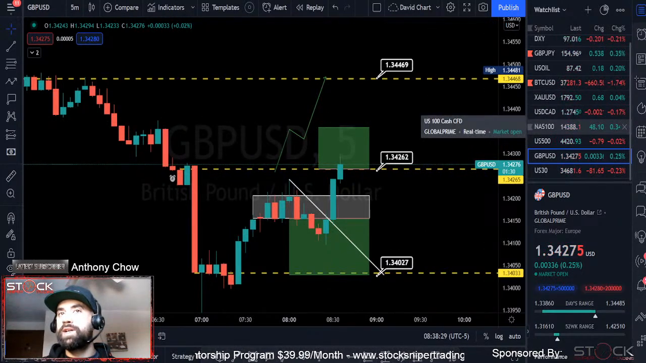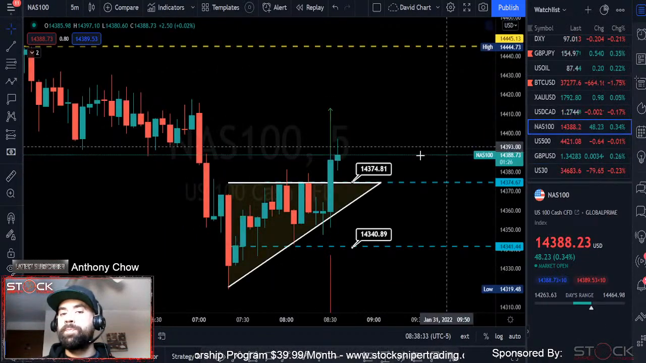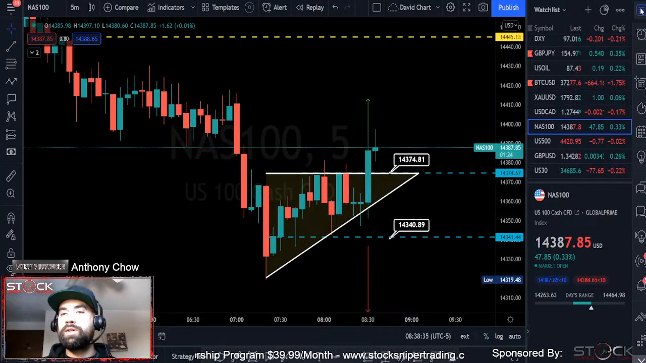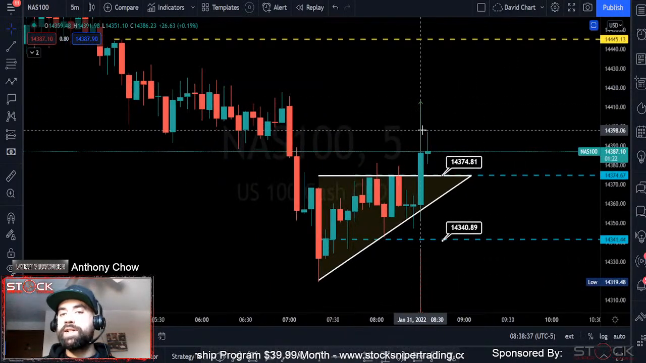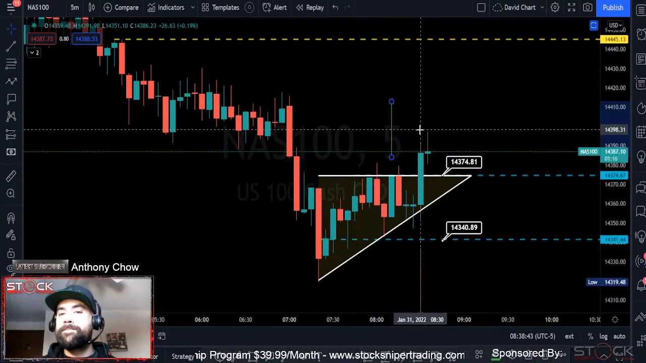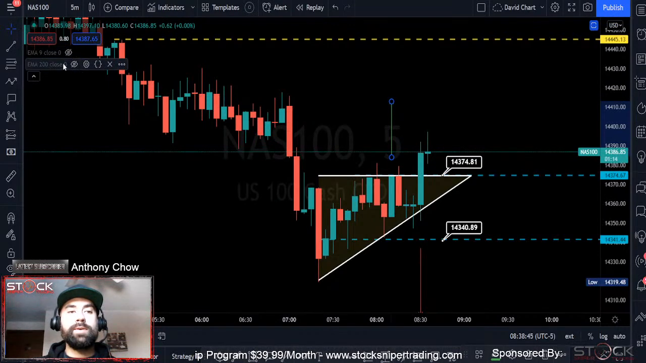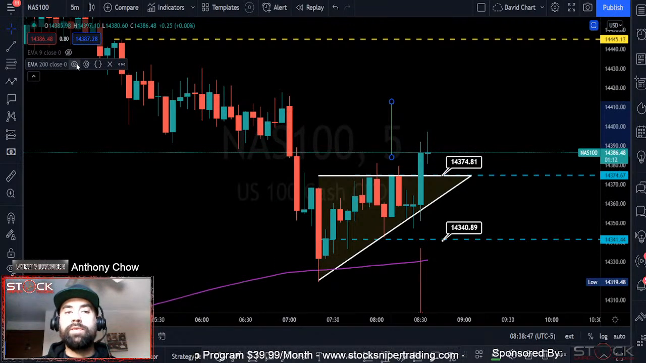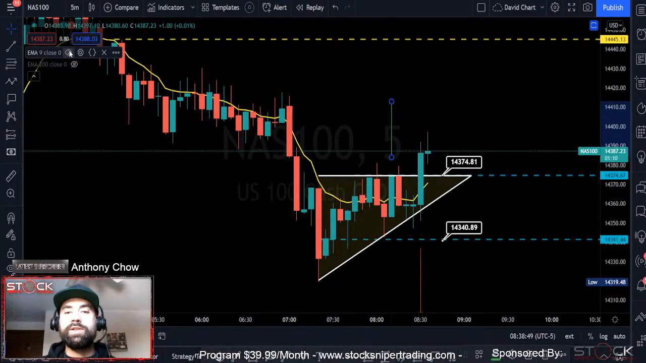I'm going to switch over to Nasdaq. You can see very similar what happened with the trade idea that I sent, guys. You can see the very similar thing. Let's see if it's above the 200. Let's see where the 9 is. You can see it's holding.